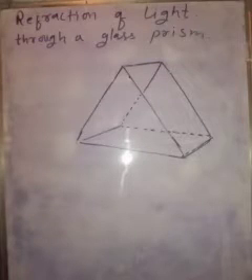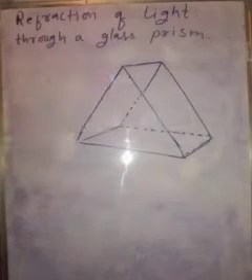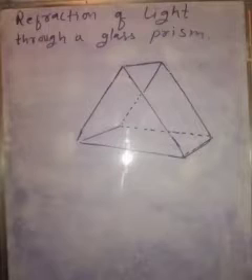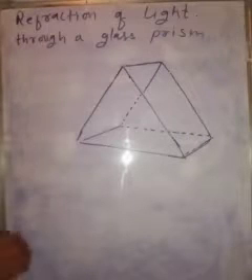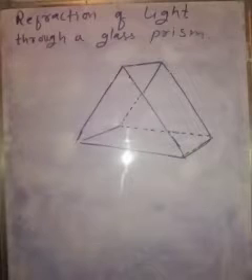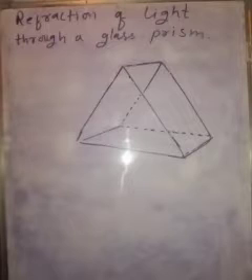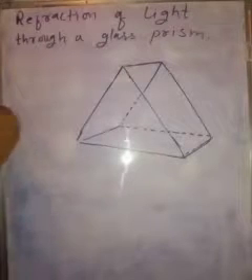Refraction of light through a glass prism. We know that the shape of the prism looks like this. So this is a three-dimensional diagram of your prism. If we draw the refraction of light through this prism, it will be more difficult to show the three-dimensional diagram of refraction of light, because a ray of light is a single line.